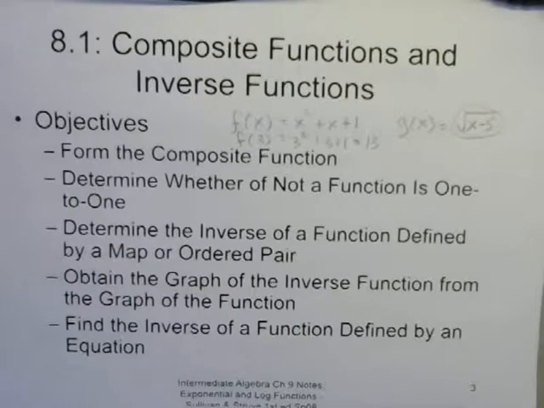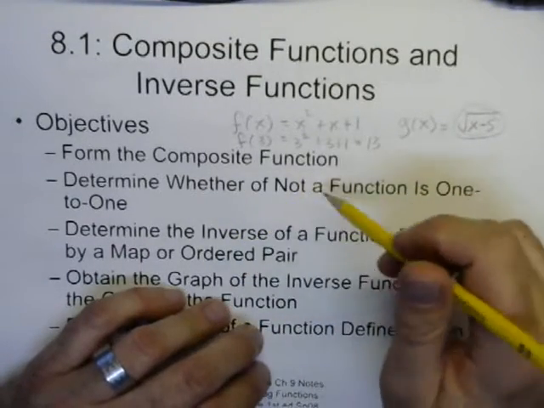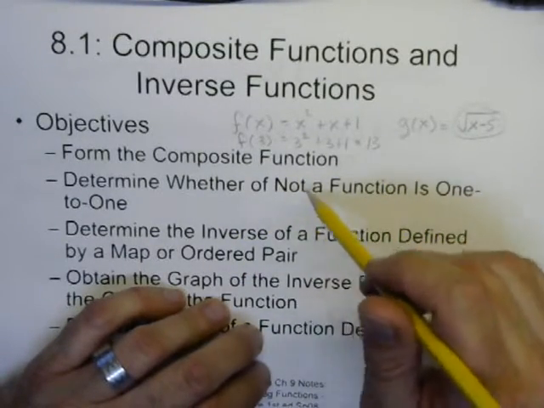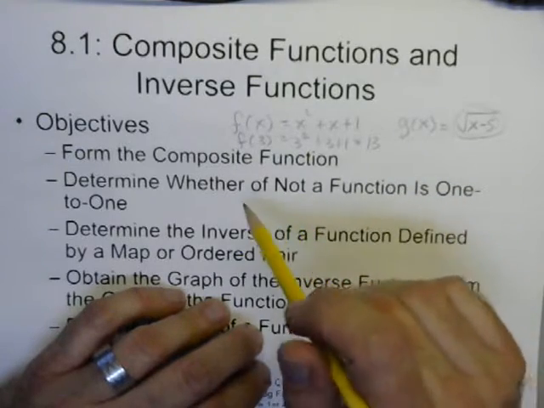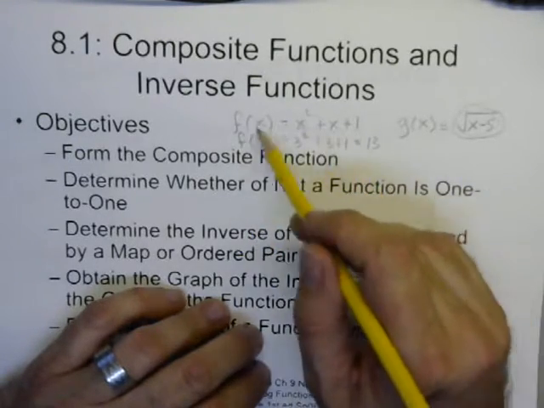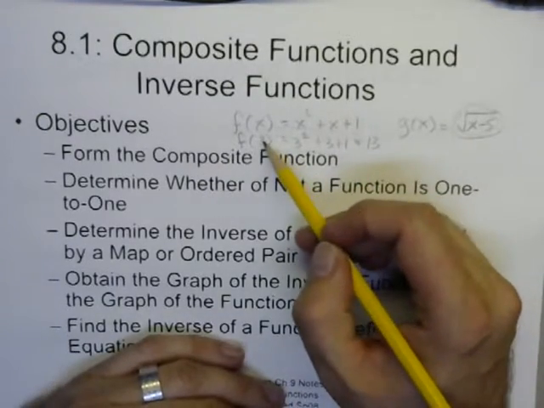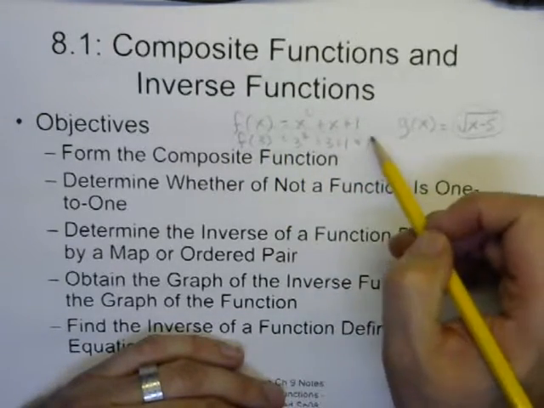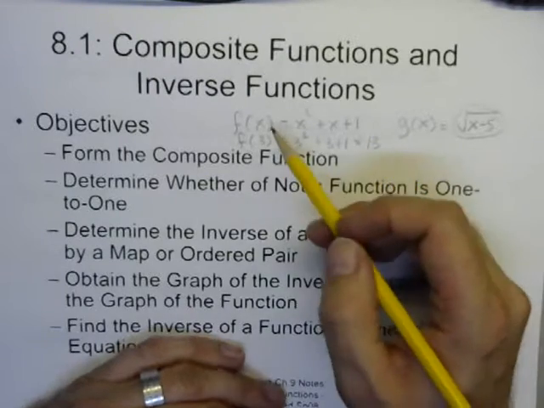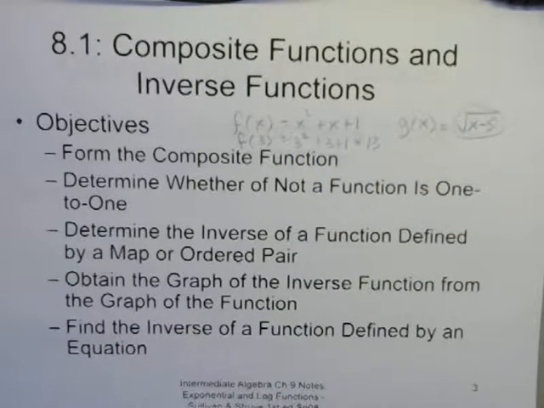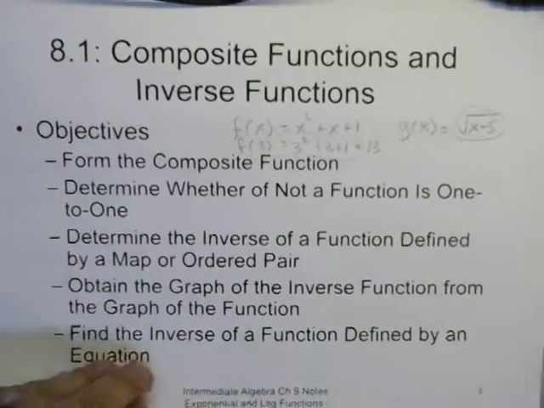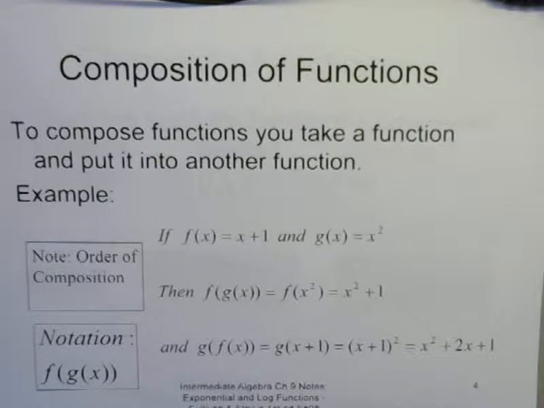So we'll look at that first, and then we'll determine what a one-to-one function is, and then we'll see that if you have a function, sometimes you can find a function that does the opposite. For example, this function sends 3 to 13, the inverse function would send 13 back to 3, etc. And then we'll look at graphs of inverse functions, and we'll actually find the inverse of a function defined by an equation, the equation of the inverse. So let's look at composition of functions first.